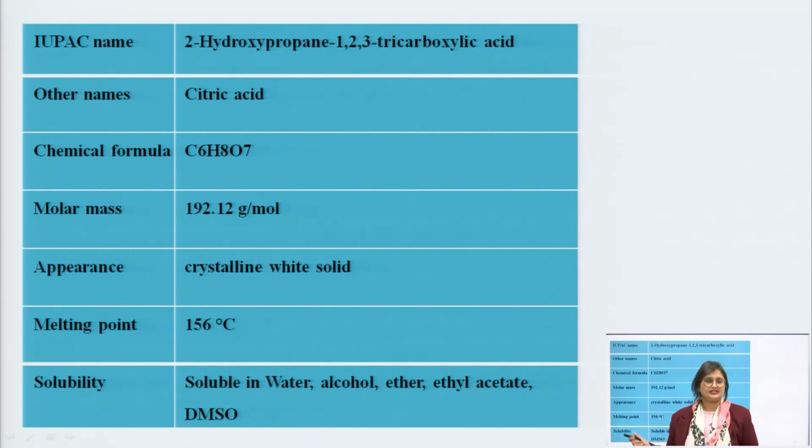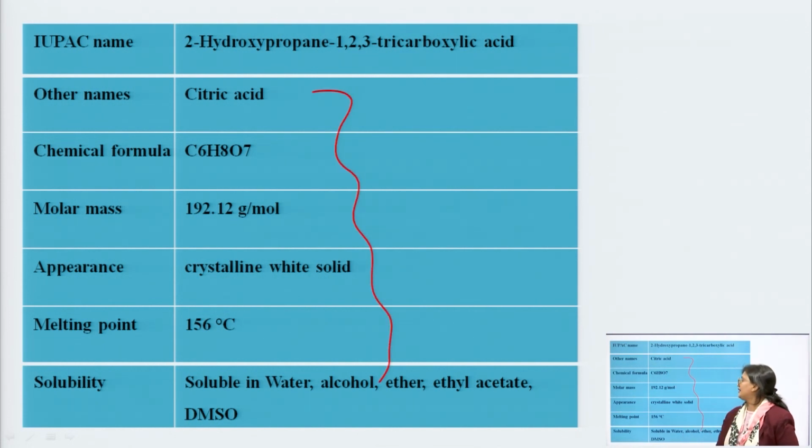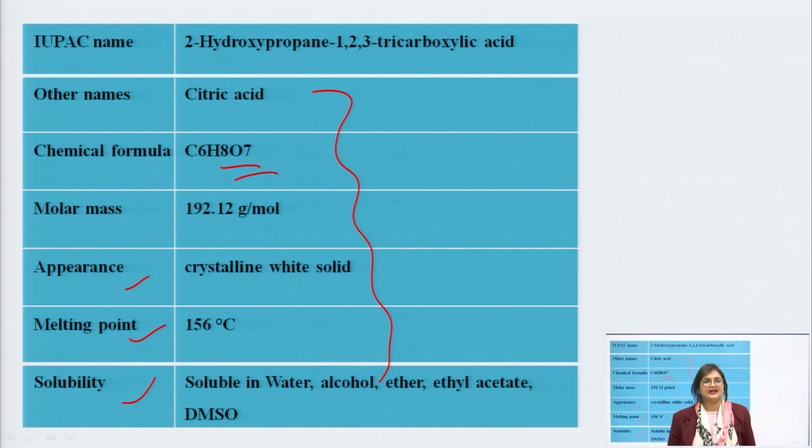Here, with the help of this table, we have tried to briefly describe various characteristics of citric acid in terms of appearance, melting point and solubility. The chemical formula of citric acid is C6H8O7. It is soluble in water, alcohol, ether, ethyl acetate and DMSO.